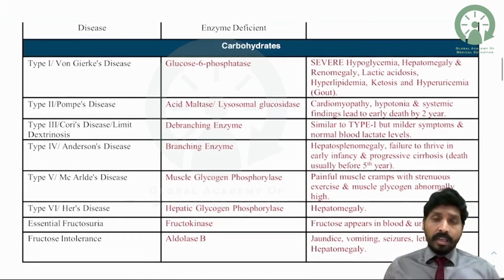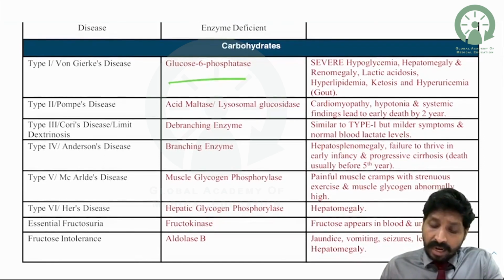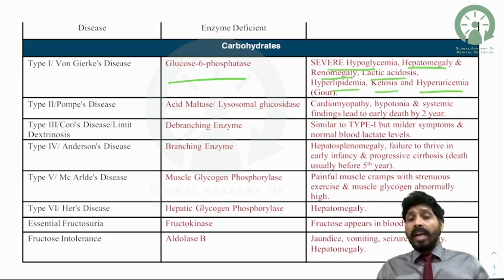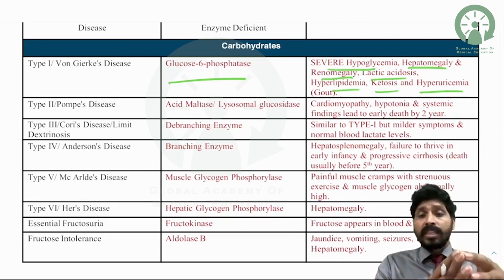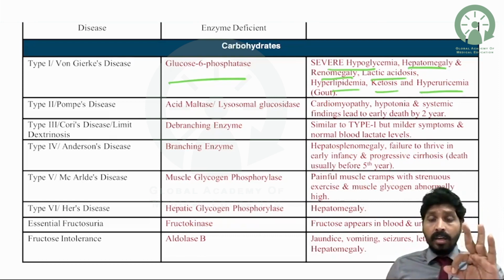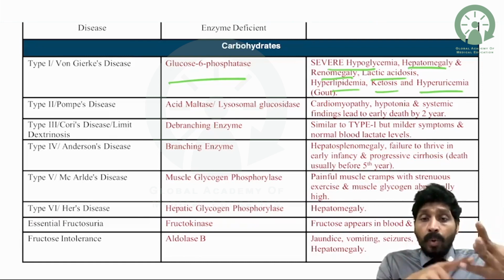Carbohydrate, type 1 Von Gierke disease, glucose 6-phosphatase is the enzyme deficient, as well as severe hypoglycemia. The symptoms, let us see. Severe hypoglycemia, hepatomegaly, renomegaly, lactic acidosis, hyperlipidemia, ketosis, hyperuricemia. Why hyperuricemia? Because glucose 6-phosphate is a starting substrate. Lactic acidosis, hyperlipidemia, ketosis we have already learned while explaining previous year questions. Okay, and why the hyperuricemia?